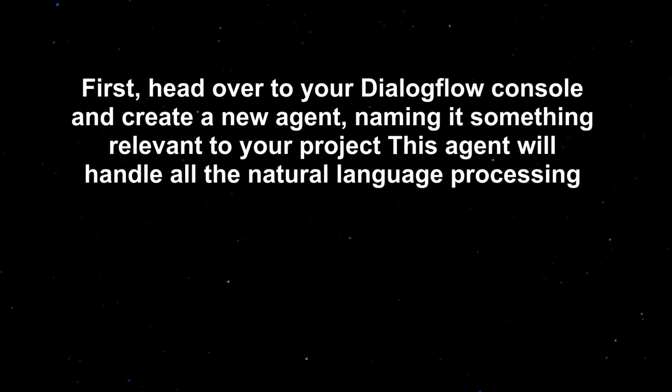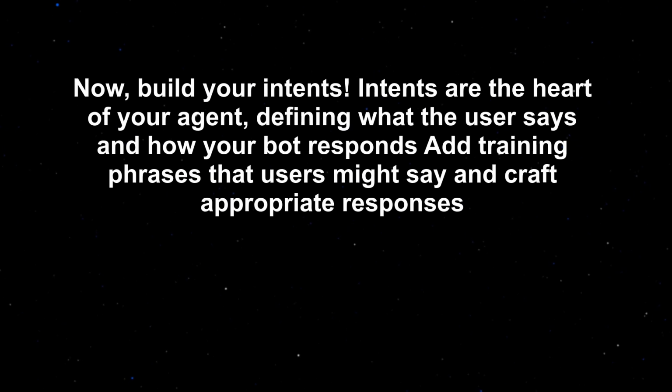Let's dive right in. First, head over to your Dialogflow console and create a new agent, naming it something relevant to your project. This agent will handle all the natural language processing. Now, build your intents. Intents are the heart of your agent, defining what the user says and how your bot responds. Add training phrases that users might say and craft appropriate responses.